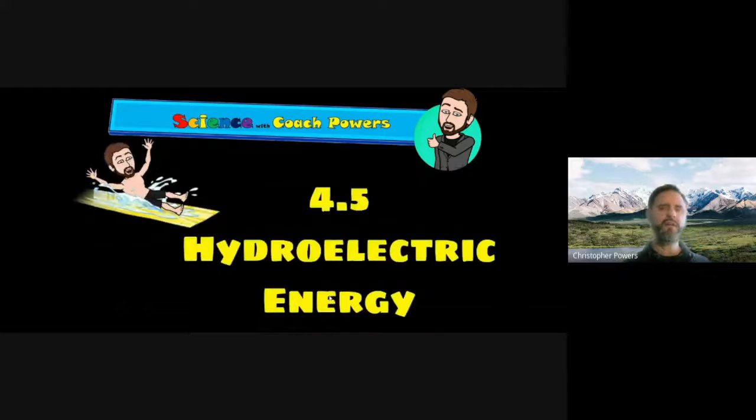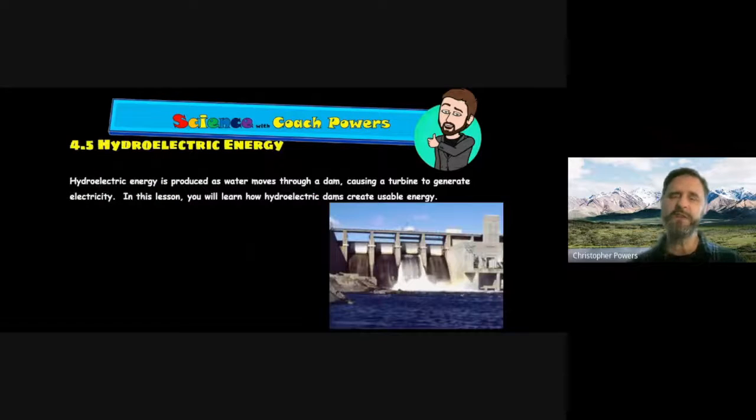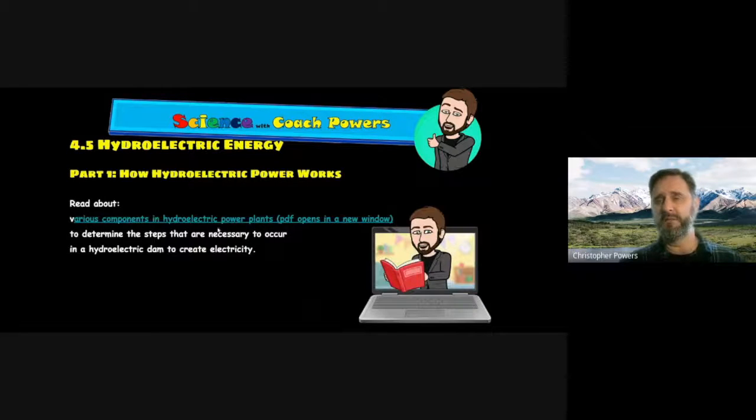All right, so now 4.5, hydroelectric energy. So hydrogen and water, hydrogen, oxygen, water. How do we get that? Okay, so energy is produced as water moves through a dam, causing a turbine to generate electricity. In this lesson, you'll learn how hydroelectric dams create usable energy. So it's basically, if you were to become an engineer, how does this work and how would you make it better? I'm not going to open this up for you.